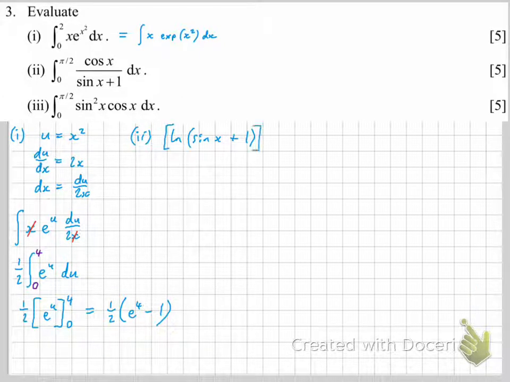And then we need to evaluate that between pi over 2 and 0, stick the limits through, and we get that. Ln of 1 is 0, so we just get ln of 2. Part 3.